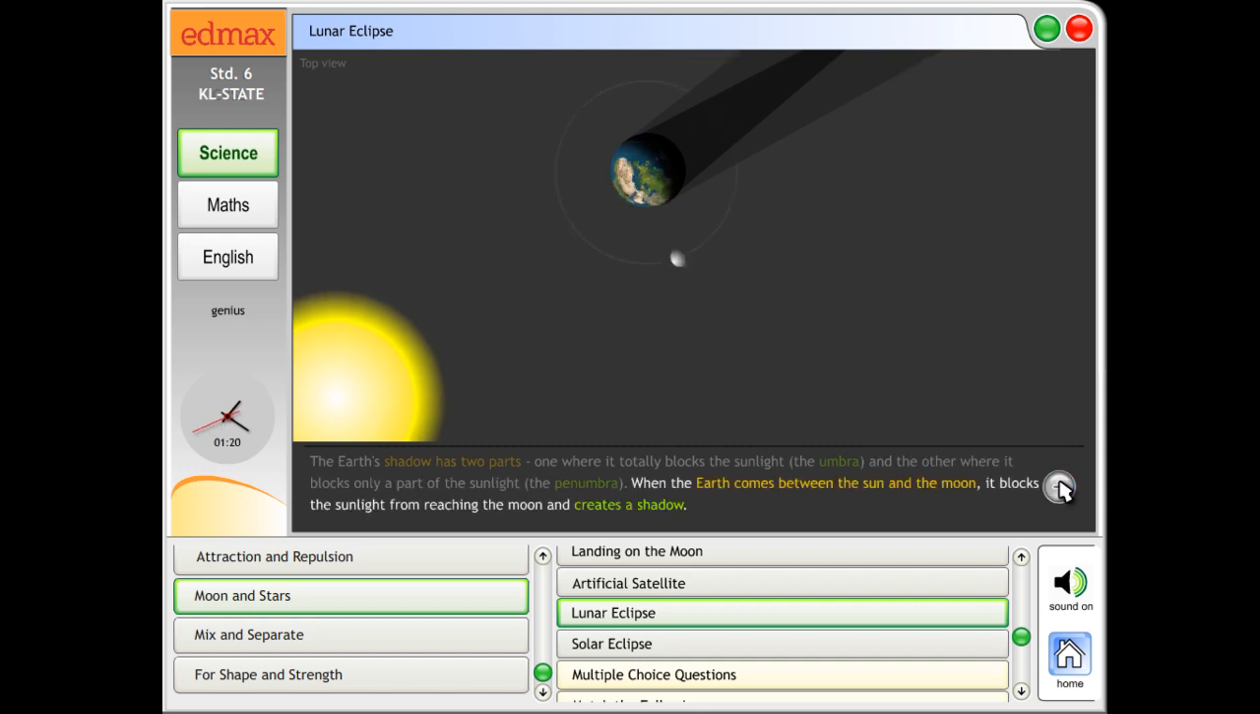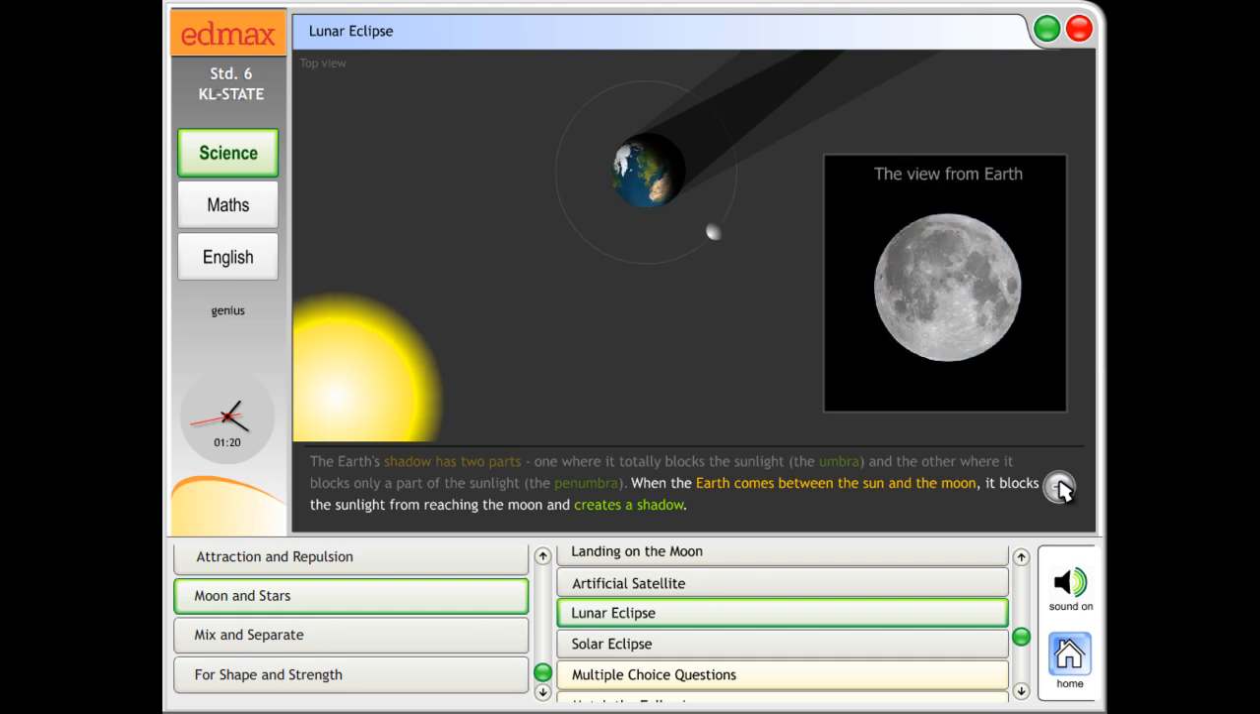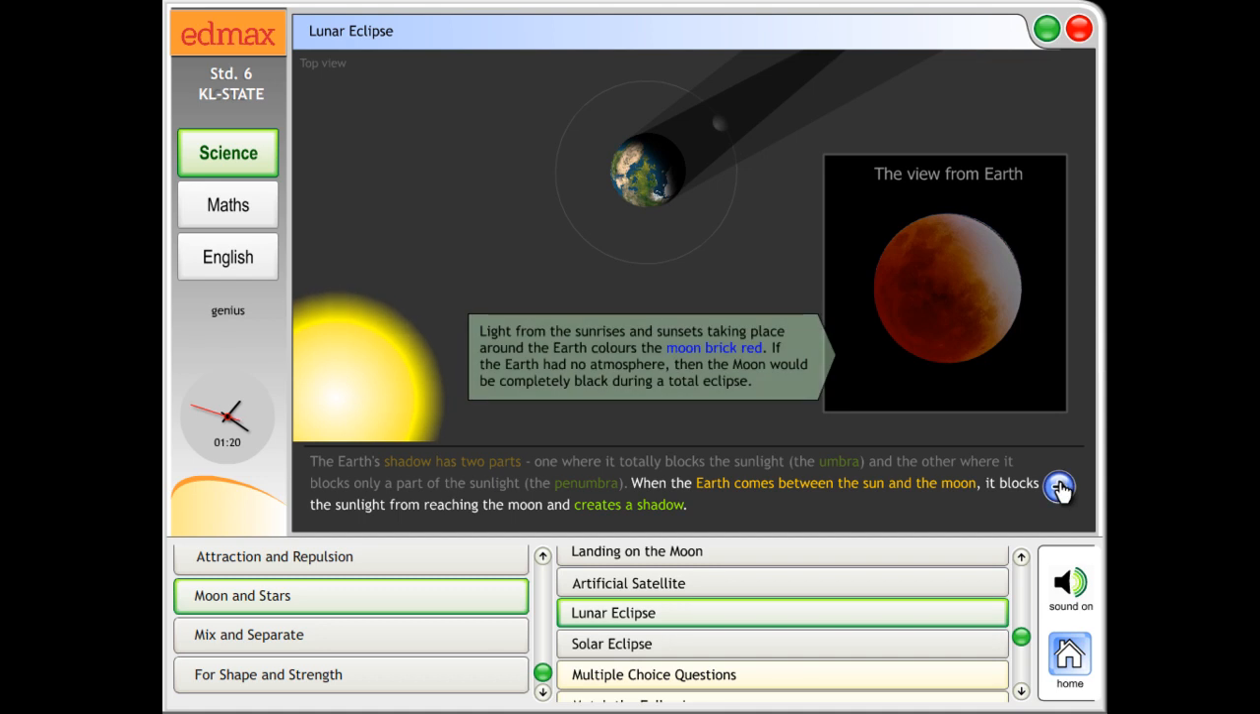When the Earth comes between the Sun and the Moon, it blocks the sunlight from reaching the Moon and creates a shadow. This is called an eclipse of the Moon, or lunar eclipse. Light from the sunrises and sunsets taking place around the Earth colors the Moon brick red. If the Earth had no atmosphere, then the Moon would be completely black during a total eclipse.